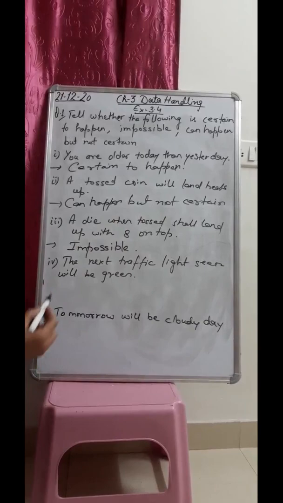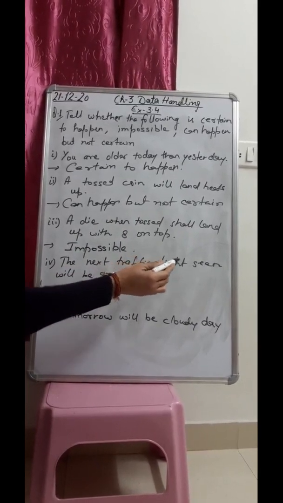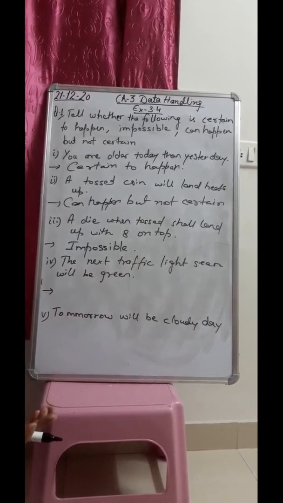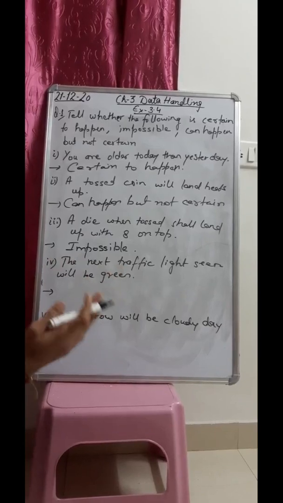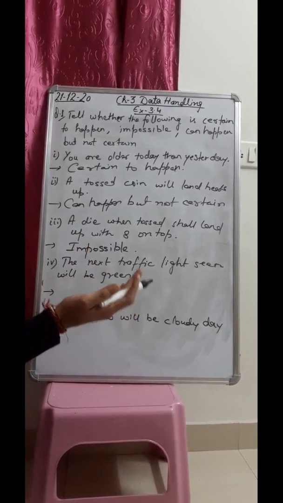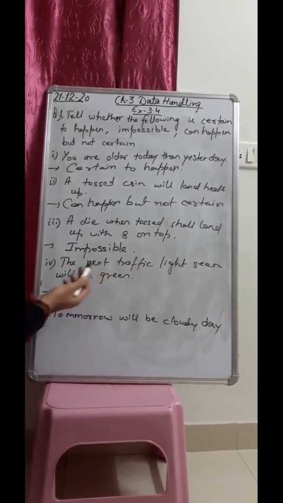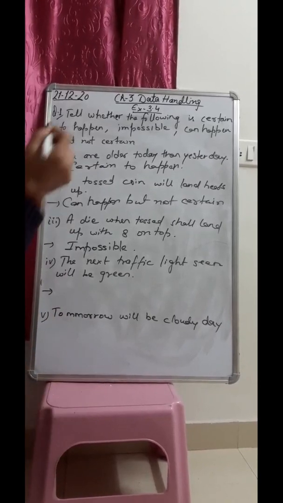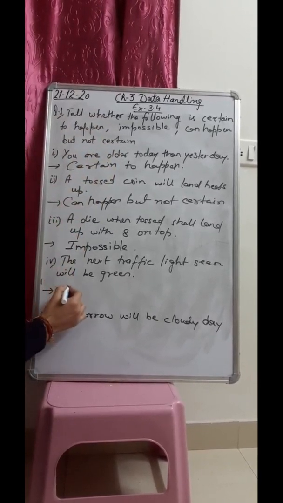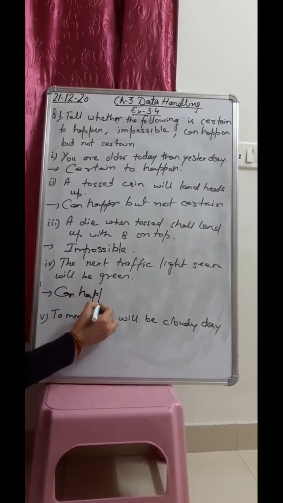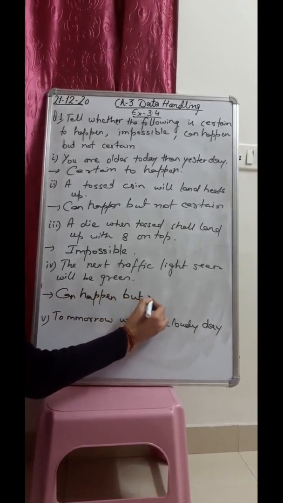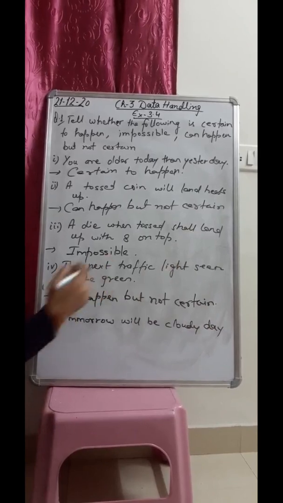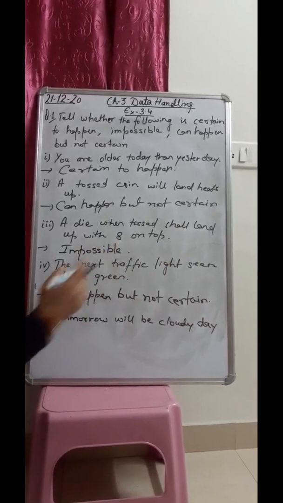Fourth part: the next traffic light seen will be green. Whenever we are going somewhere, there is a traffic light, and when we cross our traffic light, the next traffic light can be green, red, or yellow. That means we are not sure. Here also, it can happen but is not certain. We are not sure which light will come at the next traffic light.